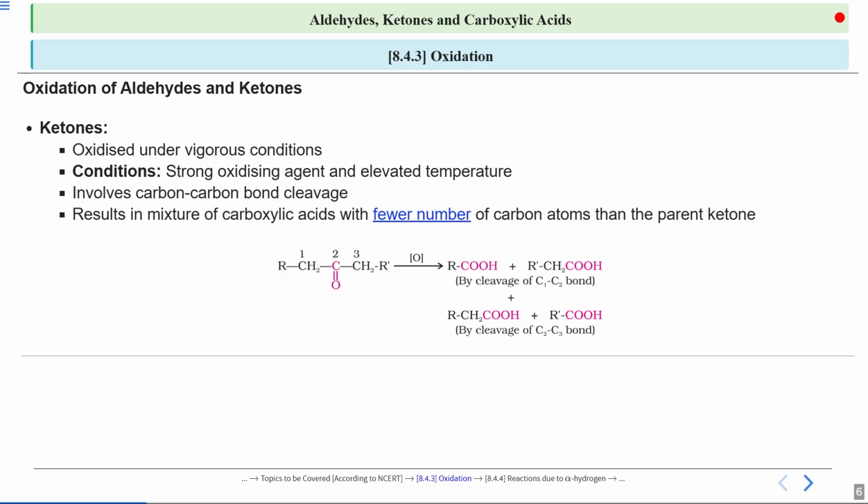RCH2COOH and the second one will be RCOOH. So when you cleave the 1 and 2 bond, you get the first mixture, and when you cleave the 2 and 3 bond, you get this one. Now a question might arise in your mind: which bond do we need to cleave? For this particular example, you can cleave the carbon 1 and carbon 2 bond, or you can cleave the carbon 2 and carbon 3 bond. Now, how will you decide which bond you need to cleave?